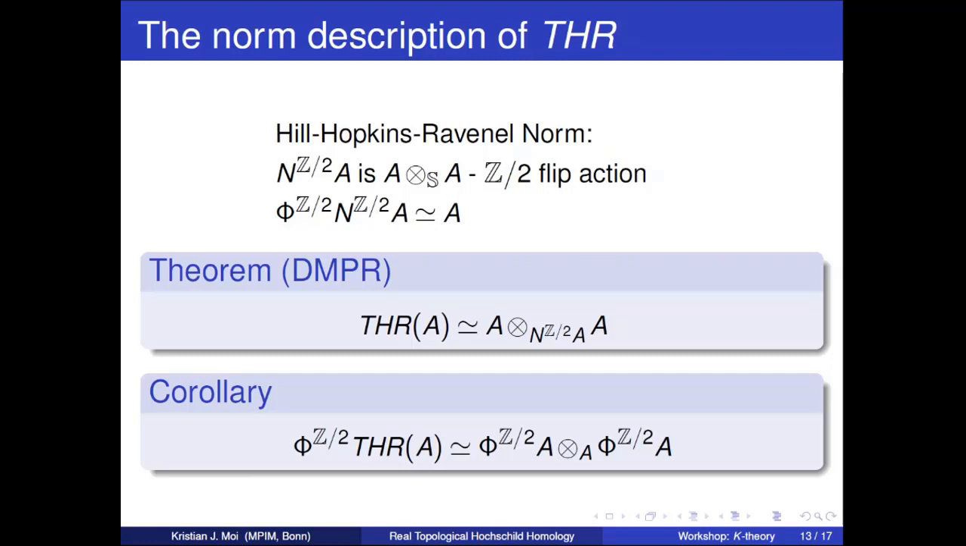Why would one be interested in this? We have this trace map from KR into THR, and the geometric fixed points on the KR side are closely related to symmetric L-theory. So one could hope to get some kind of connection between the geometric fixed points of THR and L-theory. And that's actually what Dotto and Ogle do in their work on reformulating the Novikov conjecture.